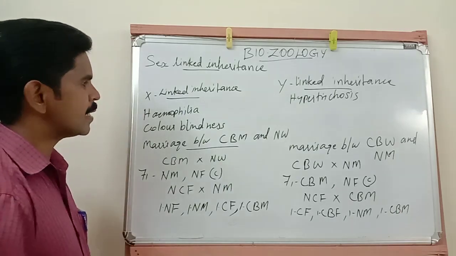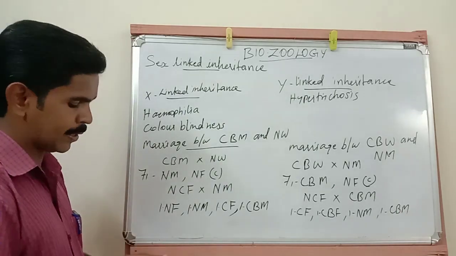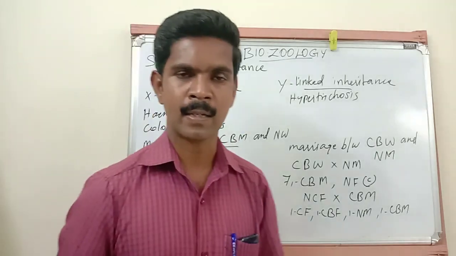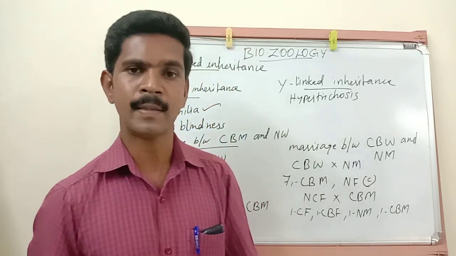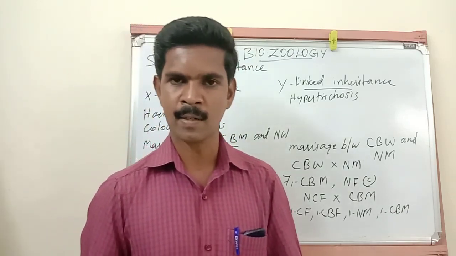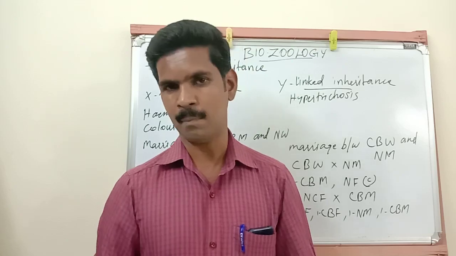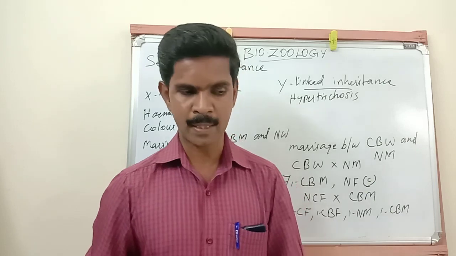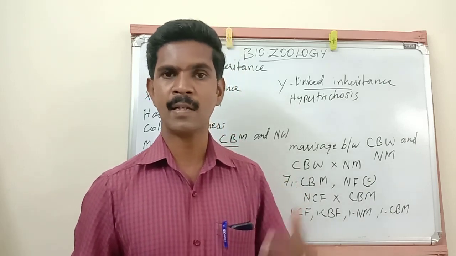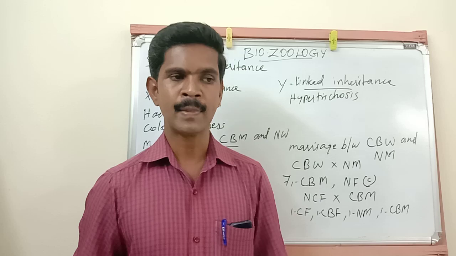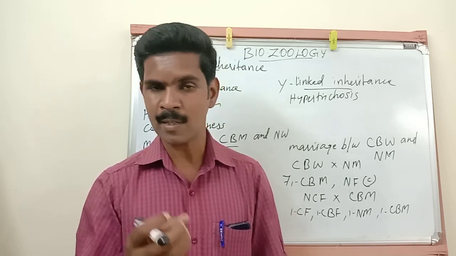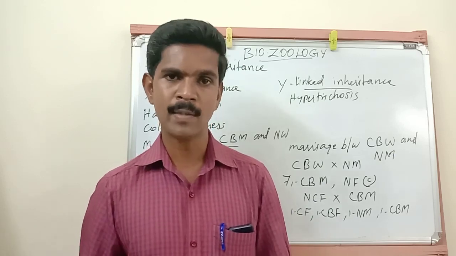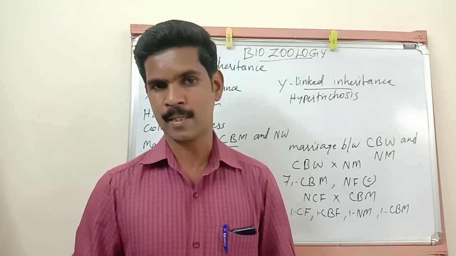Listen very carefully. Our first example is hemophilia. This hemophilia disorder affects males more than females. It is otherwise called bleeder disease, because if any person is affected with this disorder, the blood will not clot in their body. If any small injury occurs, the blood will not clot. The blood is always bleeding, so this disease is called bleeder disease.